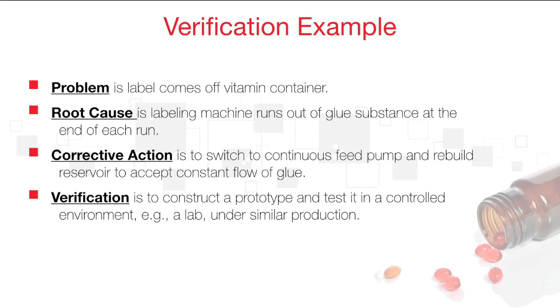Now the corrective action is to switch to a continuous feed pump and rebuild the reservoir to accept the constant flow of the glue. Here we come with our verification. Our verification then is to construct a prototype and test in a controlled environment in a lab under similar production conditions. So how is verification different than what we normally do in validation?